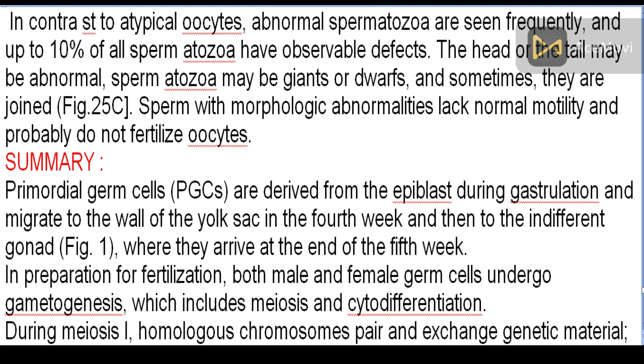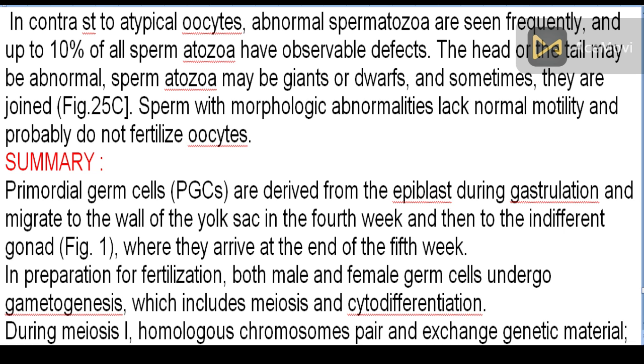In contrast to atypical oocytes, abnormal spermatozoa are seen frequently, and up to 10% of all spermatozoa have observable defects. The head or the tail may be abnormal, spermatozoa may be giants or dwarfs, and sometimes they are joined, Fig. 2.5c. Sperm with morphologic abnormalities lack normal motility and probably do not fertilize oocytes.